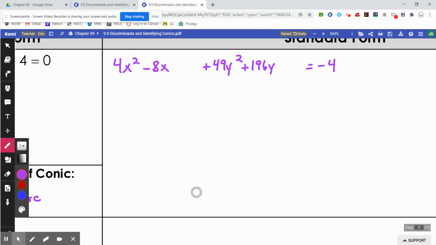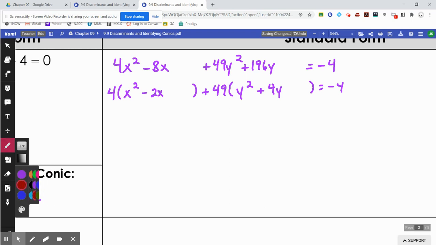Next step, we're going to factor out. If there's anything in front of x squared and y squared, we factor it. So factor out the 4. You're left with x squared minus 2x and leave that space. The 49 in front of the y squared, we're going to factor it out and leave it as 49 plus, that's going to be 4y. Leave a space, equals negative 4.